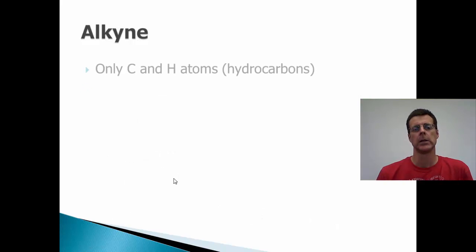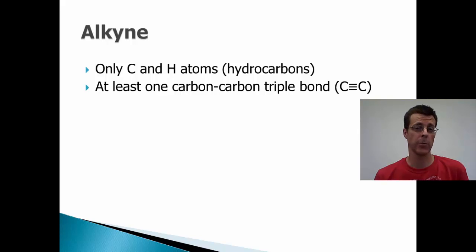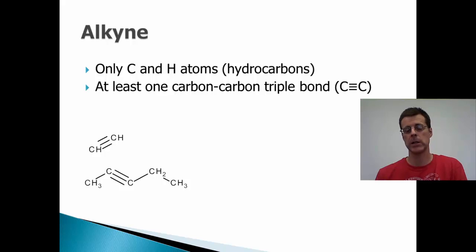Alkyne, also a hydrocarbon, but with a carbon-carbon triple bond. So we said functional groups are either going to be groupings of atoms or bonding patterns. So we're into the bonding patterns right now. A carbon-carbon triple bond, and again, like the alkene, it doesn't matter what the rest of the chain looks like. If it's got a carbon-carbon triple bond, we're going to be calling that an alkyne.